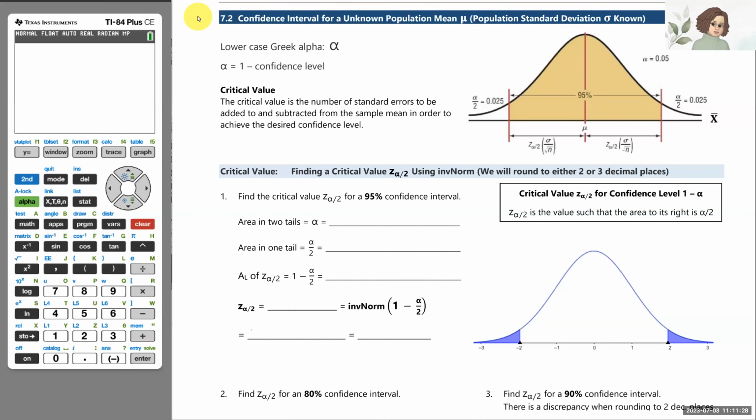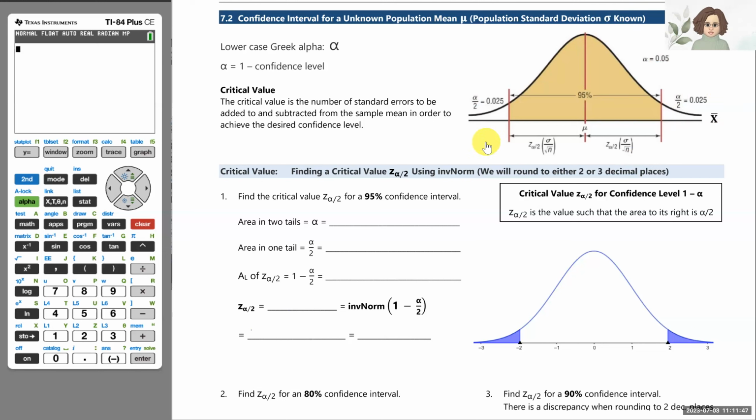Welcome. We are now ready to begin constructing confidence intervals for an unknown population mean, and we'll be looking at the case where the population standard deviation, sigma, is provided. All right, so first I just want to draw your attention to the image here.